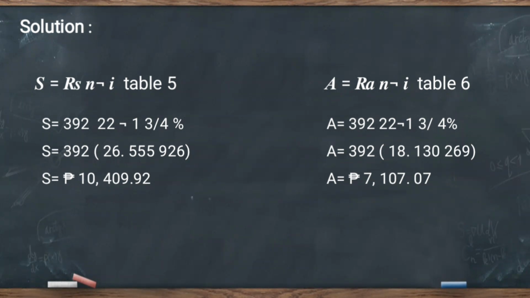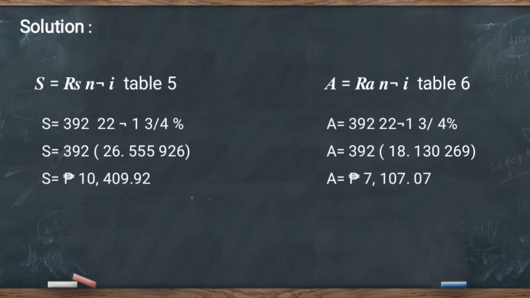26.555926. Let us then multiply 392 to 26.555926, and then we have the sum of the amount of ordinary annuity of 10,409.92 pesos.